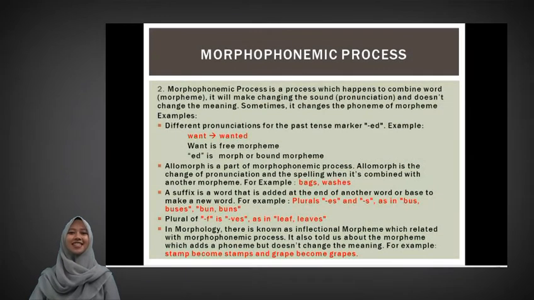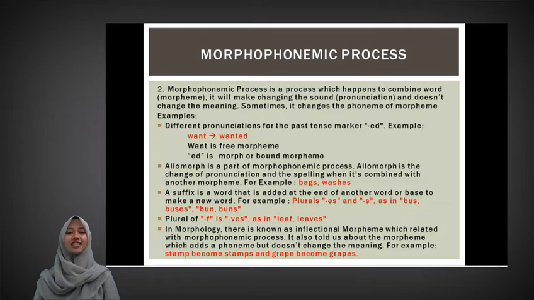Furthermore, each word has a different process of morphophonemic. So how does morphophonemic work? Well, the morphophonemic process is a process which happens to combine words or morphemes that will change the sound or the pronunciation itself, and it doesn't change the meaning. Sometimes it changes the phoneme of the morpheme itself. Okay, here are the processes.